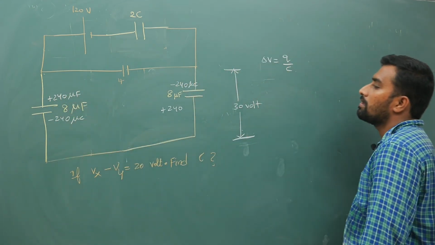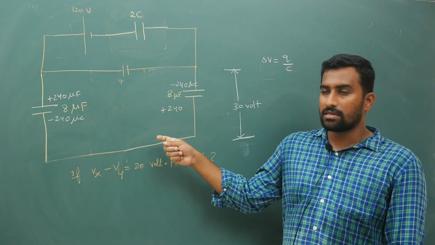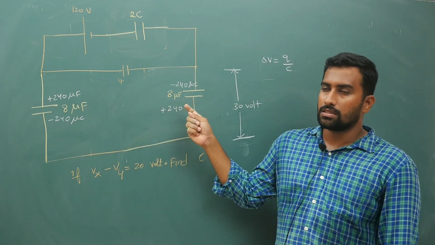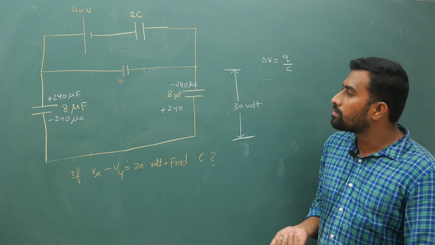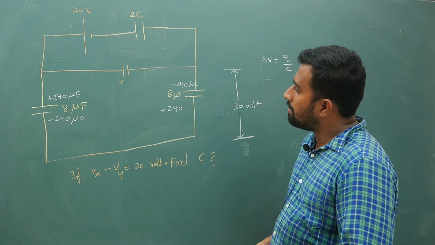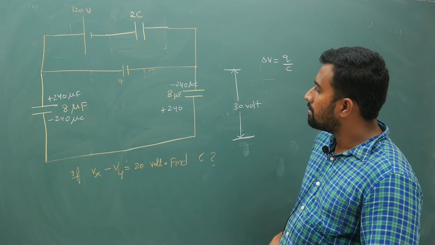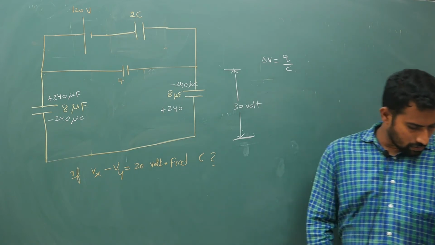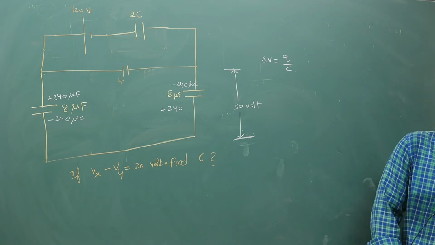Now this 8 and 8, they are in series, so if you replace you will have 4. You don't need to replace. With this I think you will be able to solve the equation. Let me check. So plus 240 minus 240, so it's not going to be a big deal.